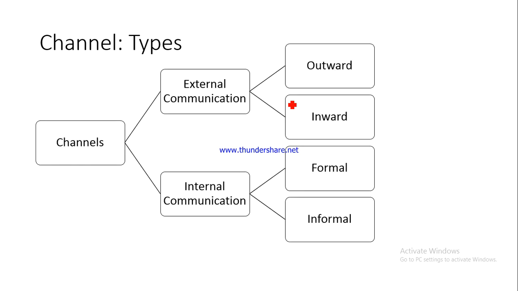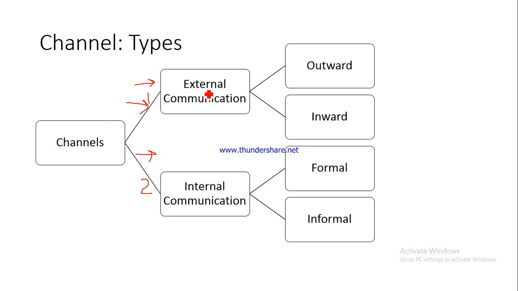Now please have a look. The channels can be of two types as shown in this particular picture. One, external communication, and second one is internal communication. Now let us try and understand what we mean by this. Please understand that we said channel is the way through which the message is getting transmitted from the sender to the receiver. So here, between the sender and the receiver, the message is getting transmitted either through external communication or through internal communication.